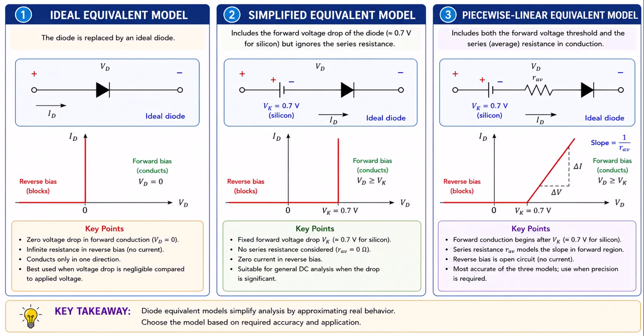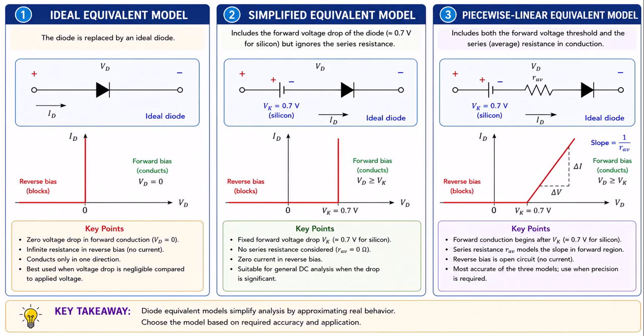The ideal model assumes no forward voltage drop and no forward resistance. It is the simplest model. The simplified model includes the approximately 0.7 volt forward drop of a silicon diode but ignores series resistance. The piecewise linear model includes both the forward threshold voltage and the effect of the diode's average forward resistance. These models will be very useful when we analyze diode rectifiers.